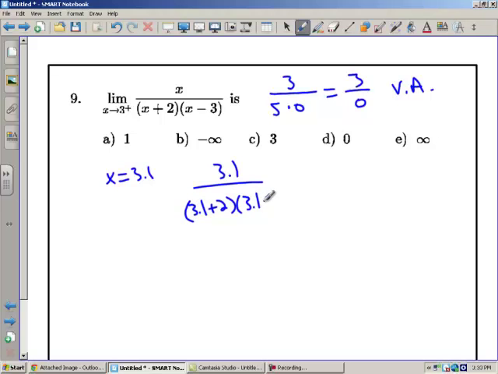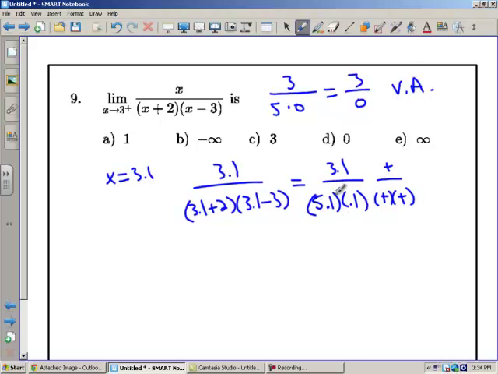And all I really need to know is if this is a positive number or a negative number. So that's 3.1 over 5.1 times 0.1, which is going to be positive. I get a positive number on top and a positive number on bottom. And so we are going to get a positive answer, which means, let me go ahead and write that down, that our graph was heading towards positive infinity.